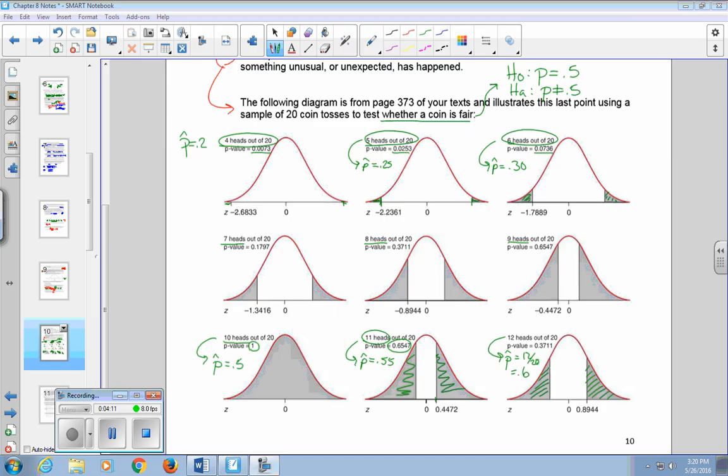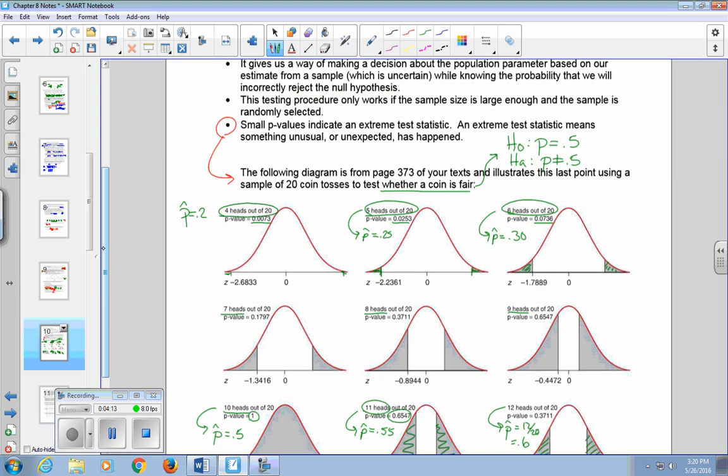Okay, so remember that last bullet at the top said small p-values indicate an extreme test statistic. Again, an extreme test statistic means something unusual or unexpected has happened. So up on these top 3, these are where we see the smallest p-values. Notice their test statistics are in the tails of the distribution. They're further away from the center. That's something that is unexpected. We wouldn't expect to see 20 coin tosses result in that few heads.